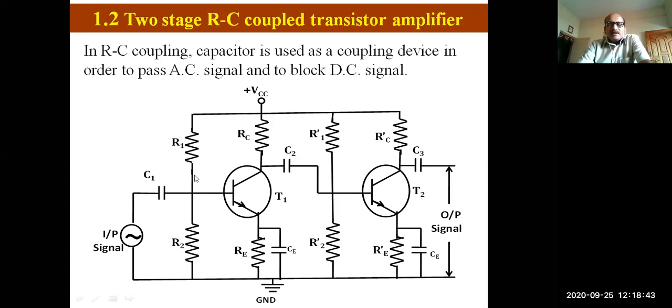C1, C2, C3 are coupling capacitors. C1 couples the input signal. C2 couples the output of the first stage to the input of the second stage. C3 couples out the output signal.